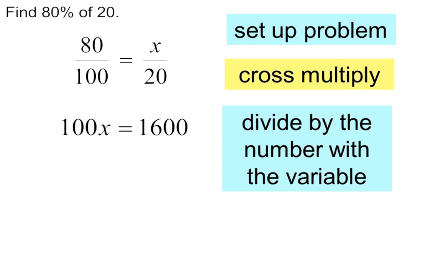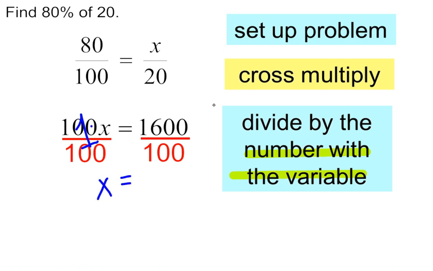So it's really important to know that you're going to divide by the number with the variable. So whatever that number is. For us here, the number happens to be 100. So we're going to divide both sides by 100. We're going to use our calculator as well. So we know 100 divided by 100 is just 1. So 1 times x gives us that x.